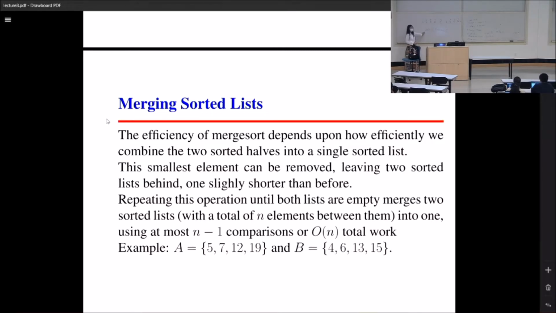How long does it take? It will take only O of n because we have only n elements. So the comparisons we did is actually n minus 1 because we don't need to compare for the last element. Okay, do you have any questions? So this is the efficiency of the merge sort comes from.